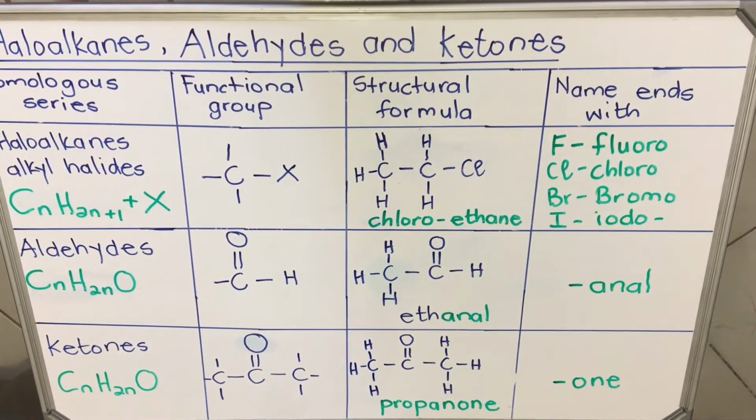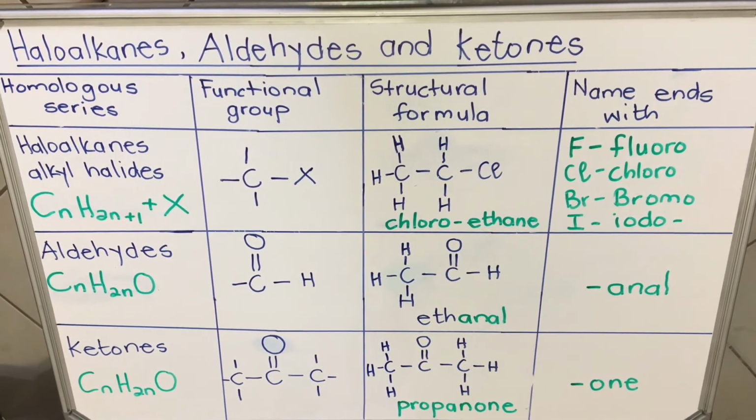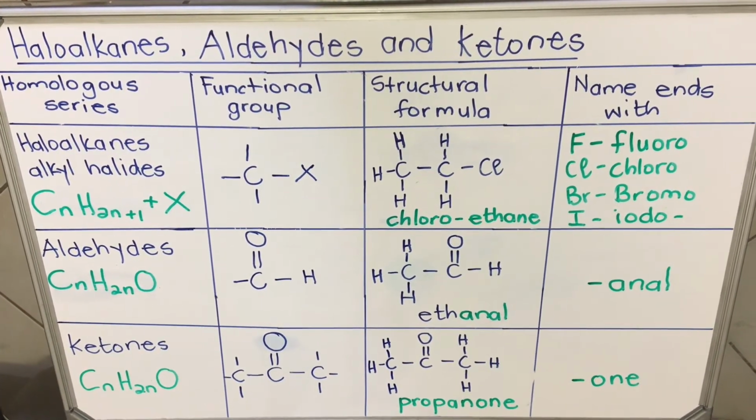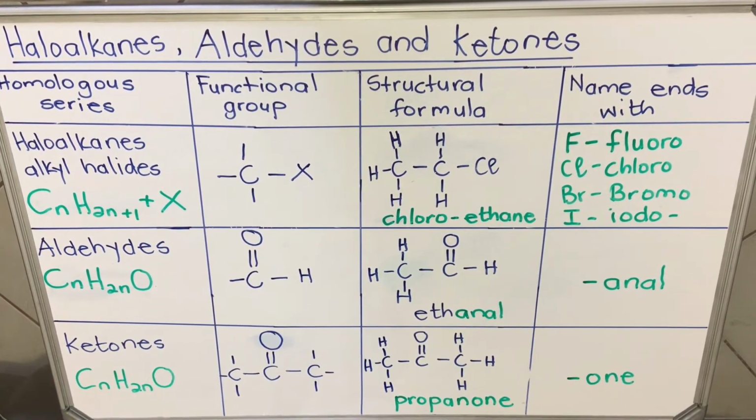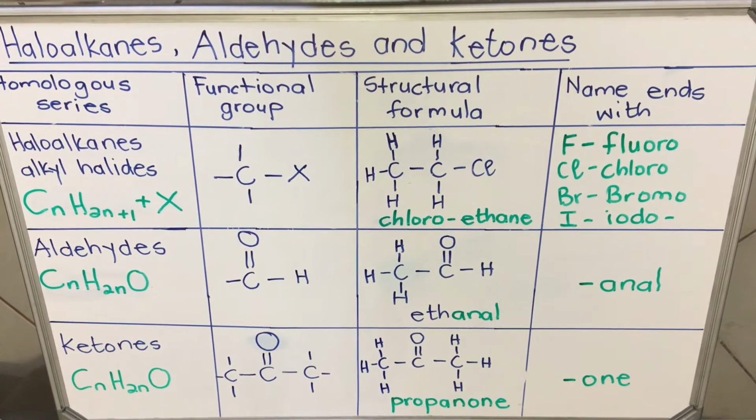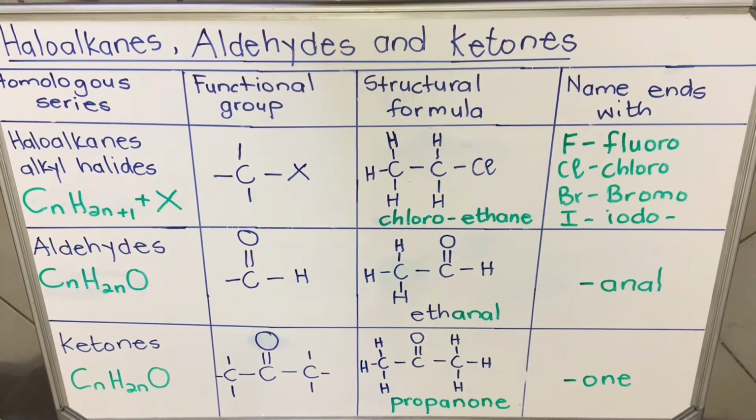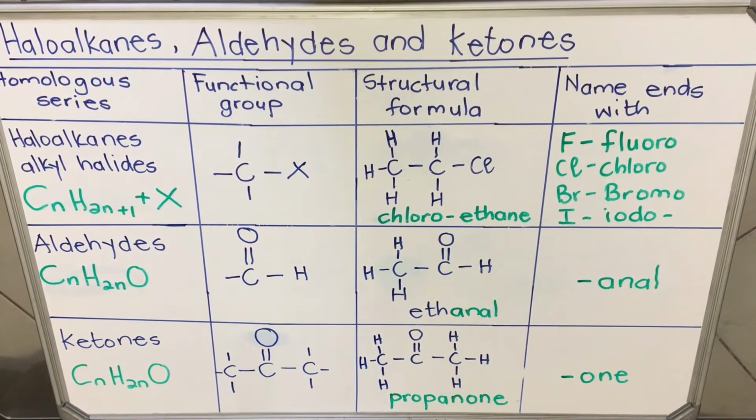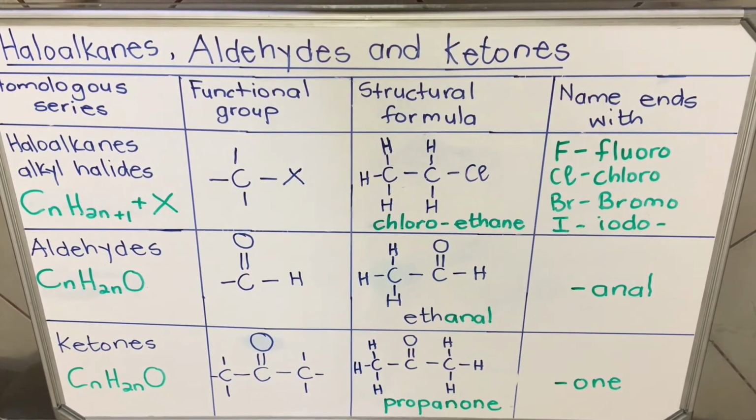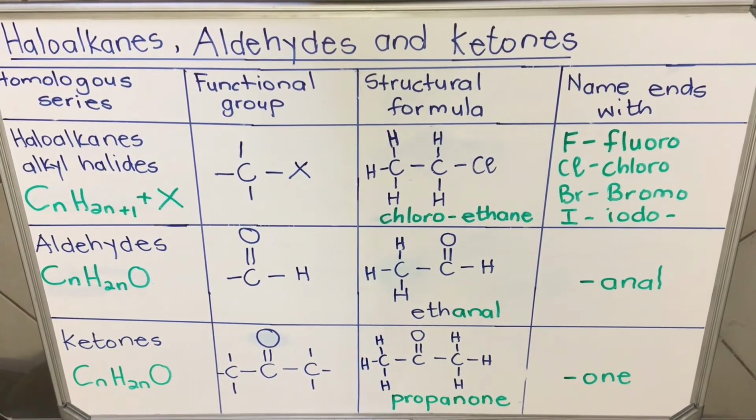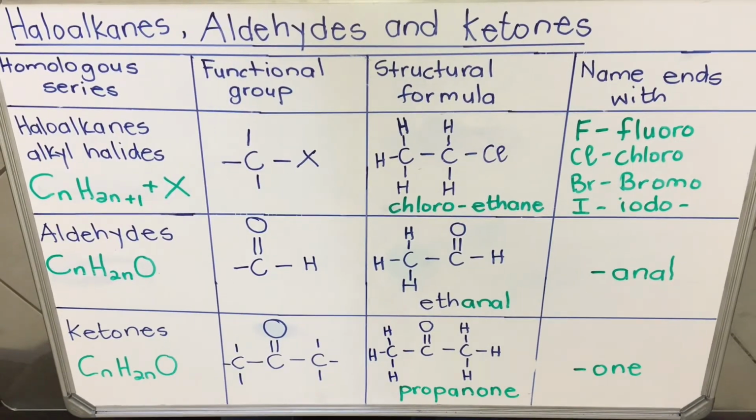The haloalkanes are more related to the alkanes, alkenes and alkynes, the single bond, the double bond and the triple bond. The aldehydes and ketones, they are related. Their functional group is similar in some way. I'll show you now. Let's start by looking at the haloalkanes. The haloalkanes are the first group.